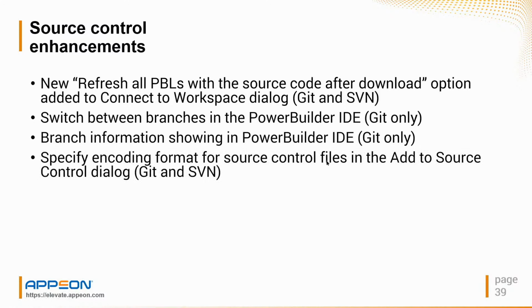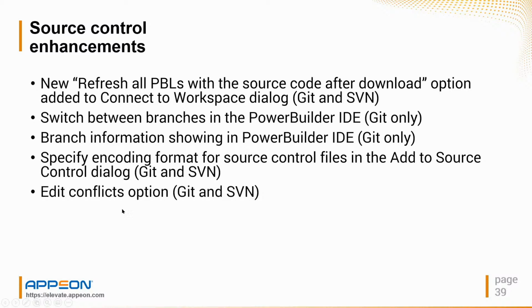Another source control enhancement, this is for both Git and SVN, is you can specify, when you do your add to source control, what encoding format you want to use for the source code. And that becomes important, not necessarily for US users, but if you're a user in an area that's using a multi-byte character set or right to left, there may be some encoding formats that work better for you as far as your source control. And so now you get to choose that.